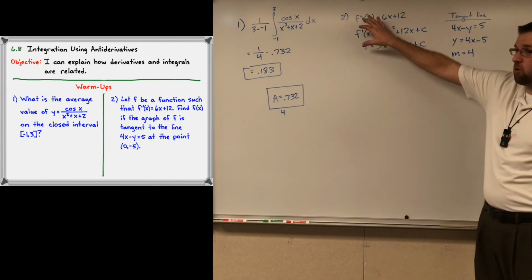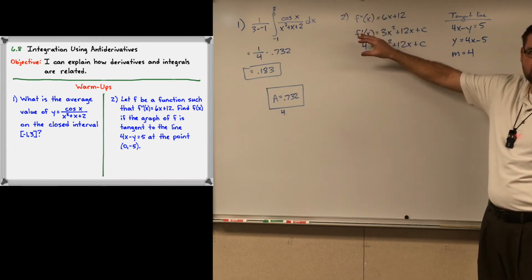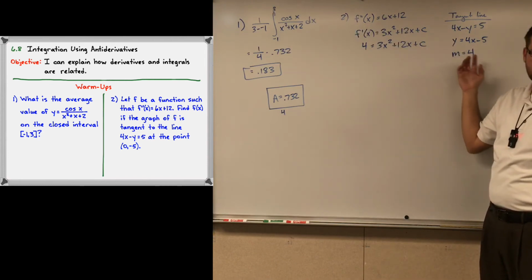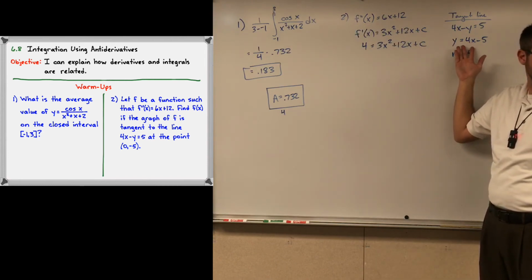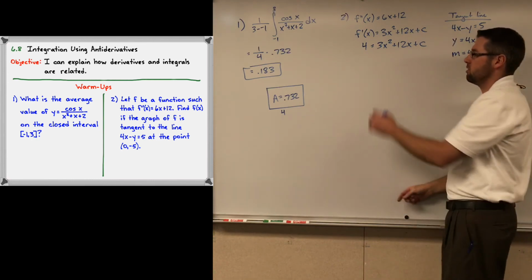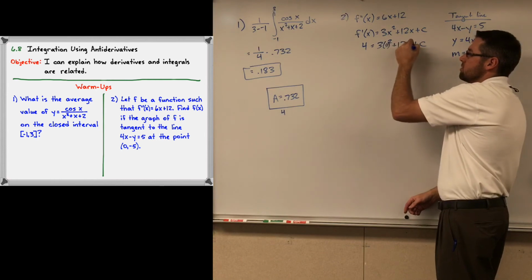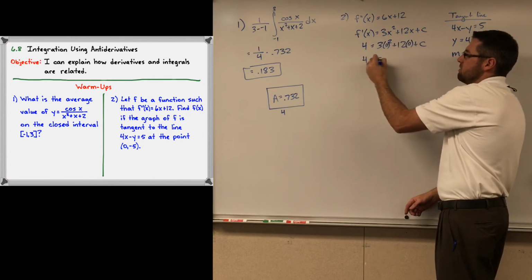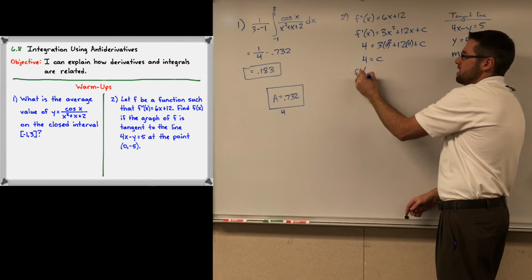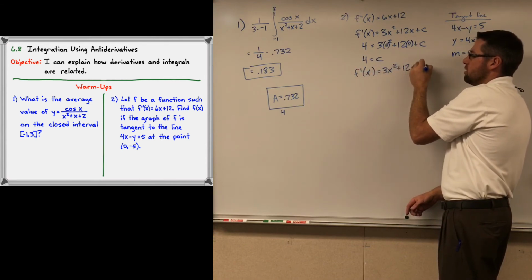Is the slope always 4 on the function? No, it's only 4 when the tangent line is this, right? Well, when did the tangent line occur? At 0, negative 5. So what is the x value that produces the slope of 4? 0. So I'm going to put 0 here. So we get 4 equals c, right? So f prime of x equals 3x squared plus 12x plus 4.